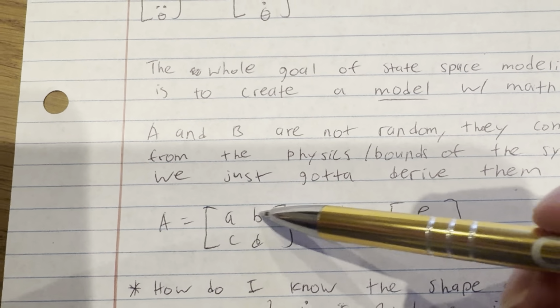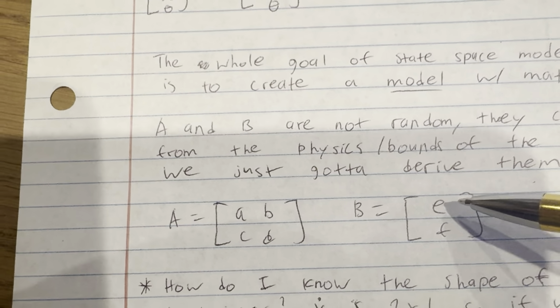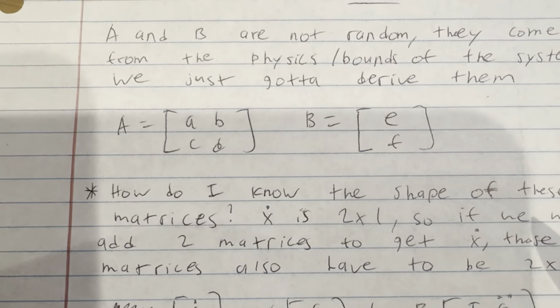And for this problem in particular, your A is going to look something like this. It's going to be A, B, C, D, so a 2x2 matrix, and B is going to be some 2x1 matrix, okay? How do I know that's going to be the shape of this thing?